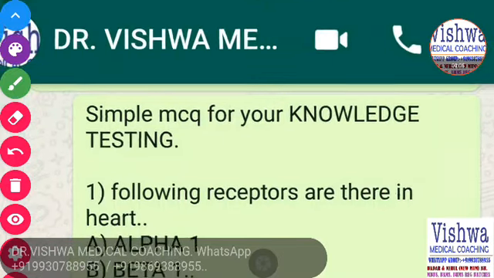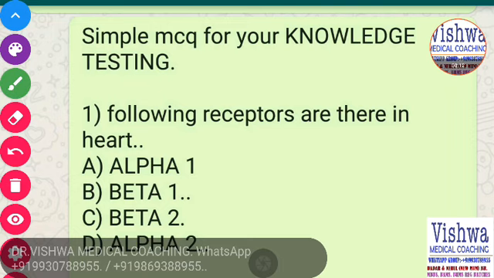These are some of the very simple MCQs which we have designed after listening to our video lecture, so that it is confirmed that you have seen the video lecture properly and you also understand the basics properly. There are MCQs which are much more difficult than these, but first we need to solve the MCQs which are very simple. Let's say, for example, the first MCQ: the following receptors are there in the heart.